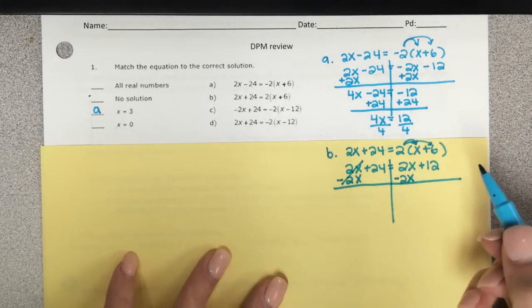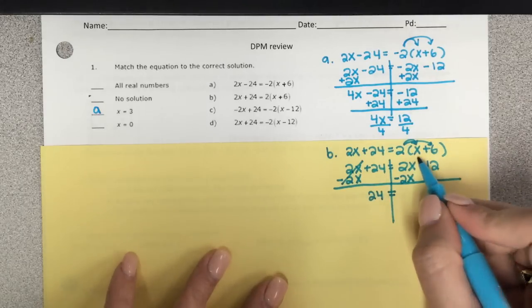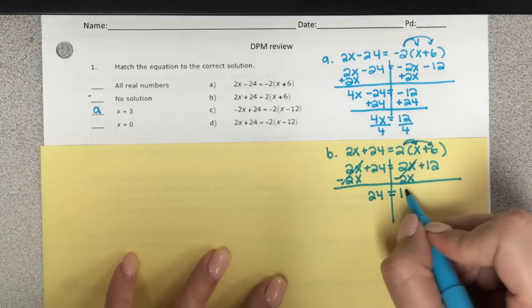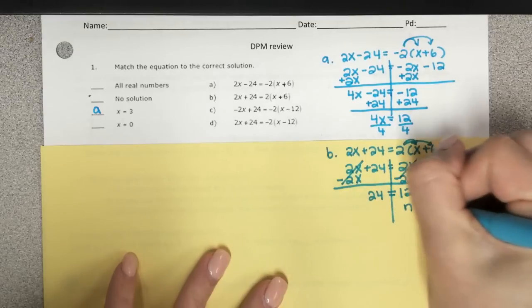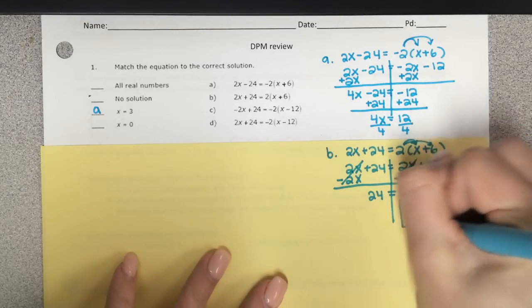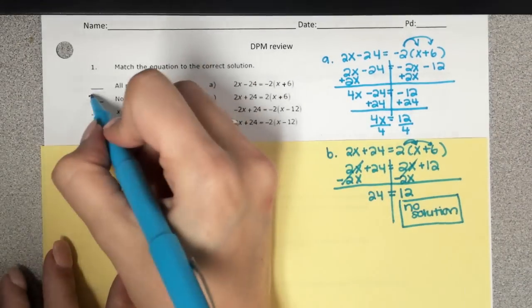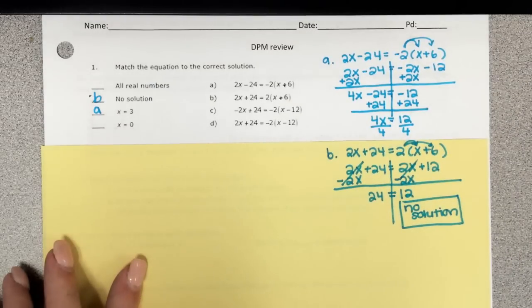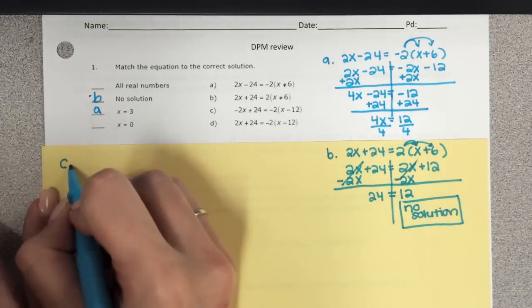Those x's are going to eliminate, so we are left with 24 equals, those x's eliminate too, so we're left with 12. Wait a minute, 24 does not equal 12, so our answer is no solution. So matching it up, B goes with no solution. All right, I'm going to come over here and do my C.